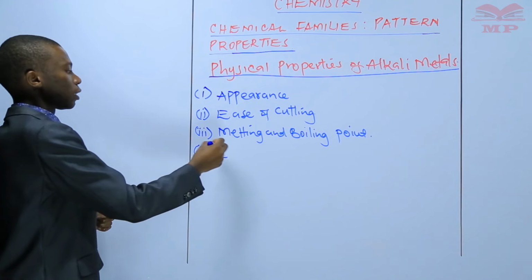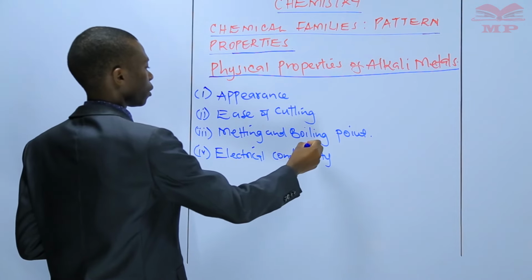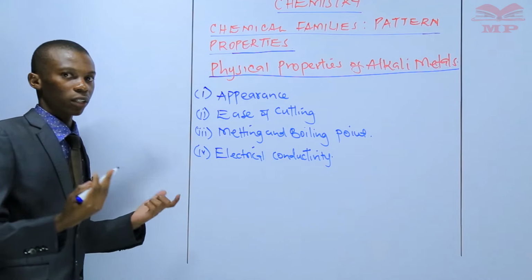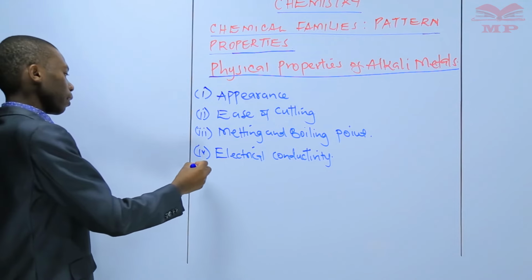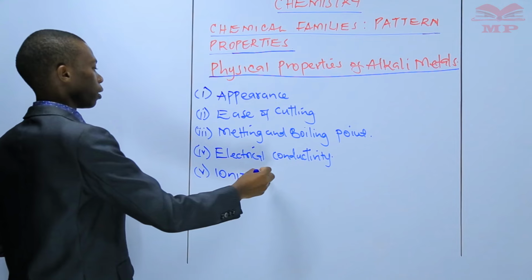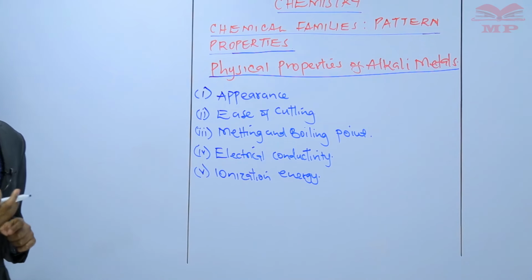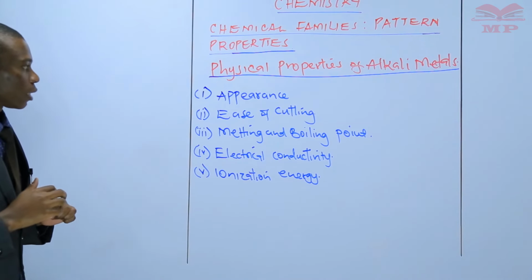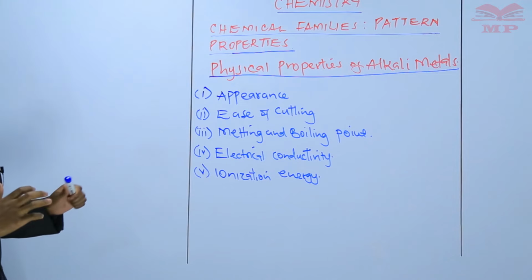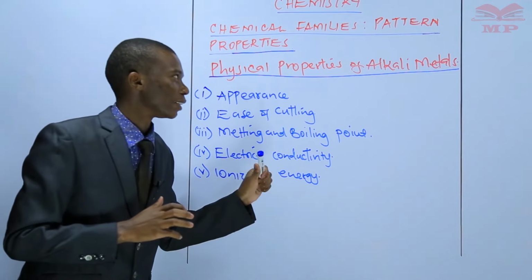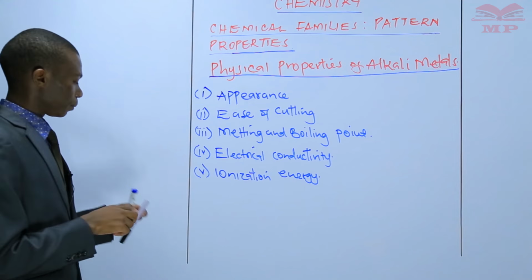Fourth is the electrical conductivity. Are they good or bad conductors of both heat and electricity? Fifth, we have ionization energy. So appearance, ease of cutting, melting and boiling points, electrical conductivity, and ionization energy. Those are the physical properties or characteristics we are going to discuss of alkali metals. Let's start with the first one, which is appearance.